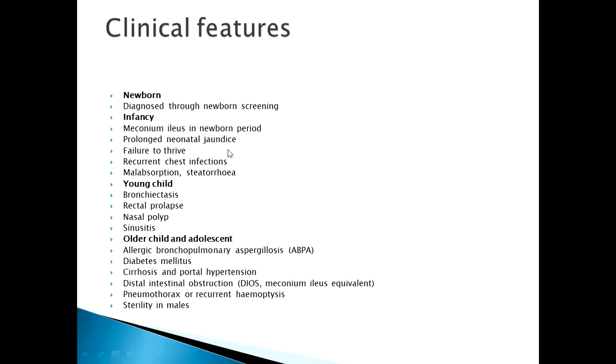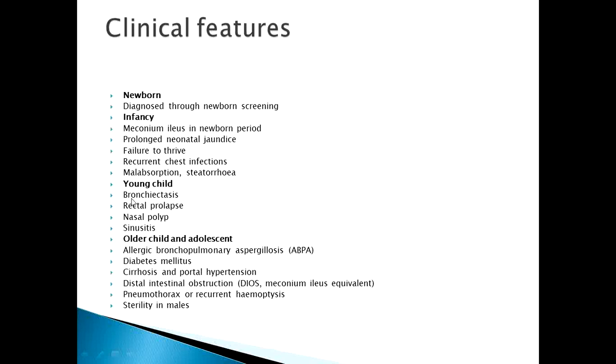Prolonged neonatal jaundice, more than 14 days, for example, more than 15 days. The mothers would come in the OPD and complain of persisting jaundice even after 14 or 15 days, and failure to thrive. These children would not be thriving well because of the malabsorption, and there would be deficiency of macro and micronutrients. Recurrent chest infections are one of the presentations. Malabsorption and steatorrhea: foul, bulky, greasy stools.